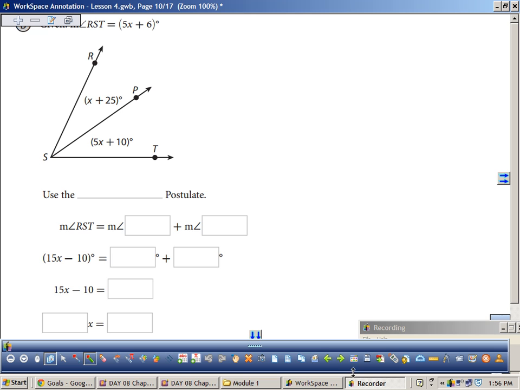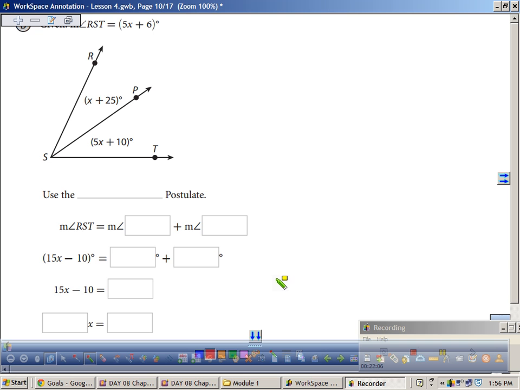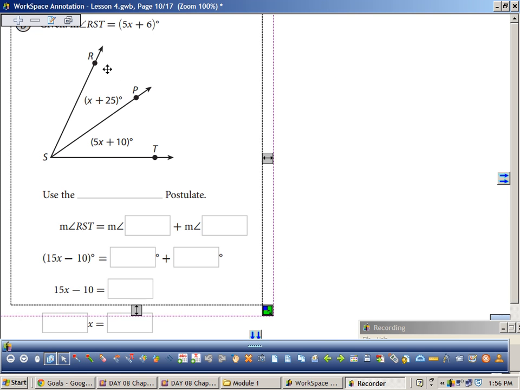Moving right on. Do you see how this assignment's going to be a lot easier in that personal math tutor? Pretty straightforward. Okay, let's do this one.